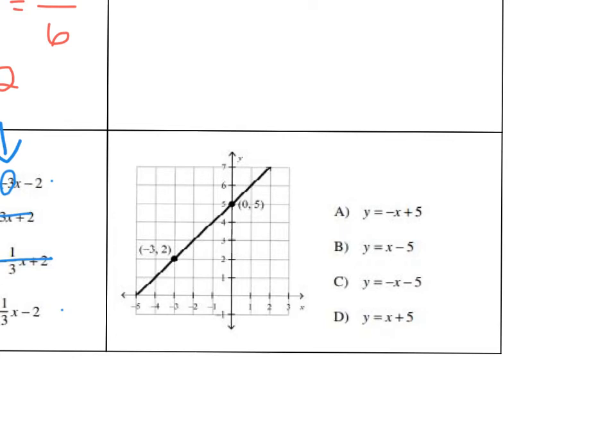Now for this other one, our y-intercept is here at 5. So our answer cannot be B or C. We're going to also find our slope is going up, which is positive. So our answer should be D, but we'll check, is it going up 1 over 1 for our slope? Which it is, up 1 over 1 for the slope.